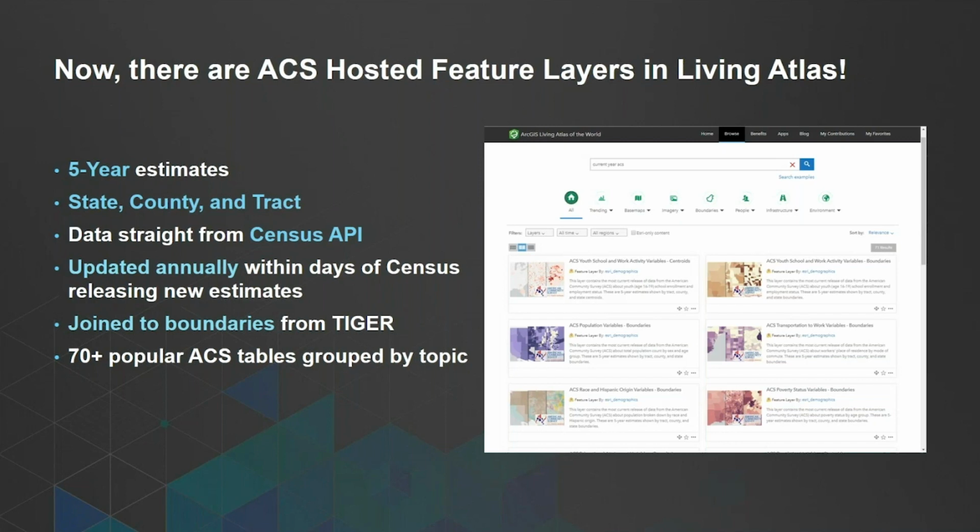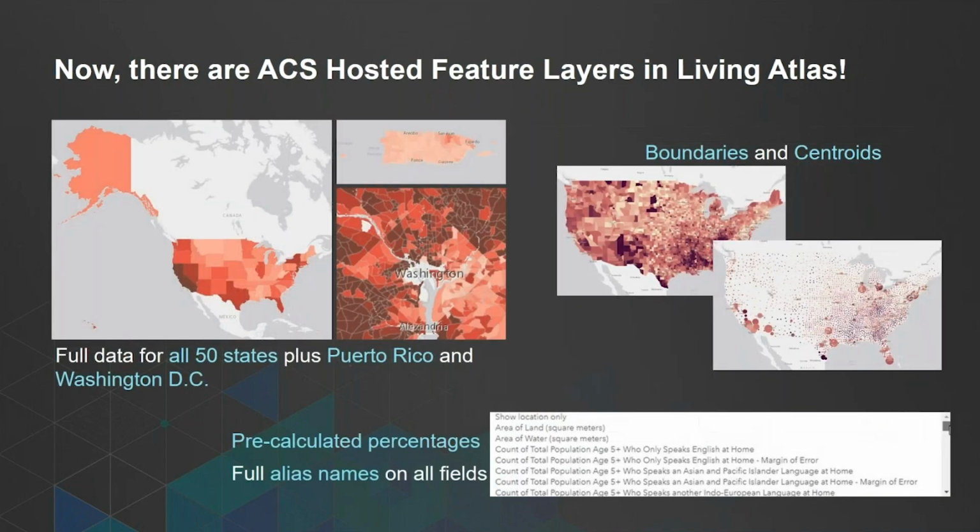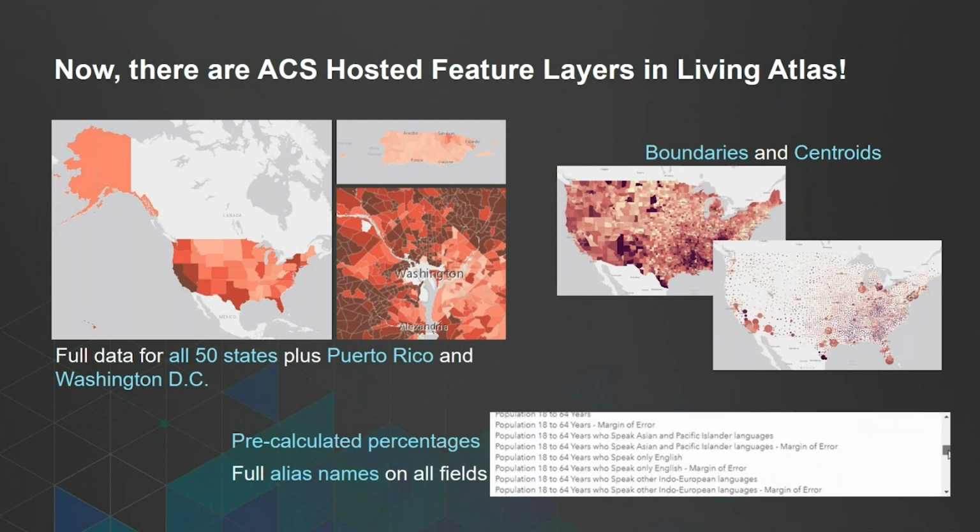So you won't have to get 10 different tables if you're interested in home ownership by race, for example. We've already grouped those together. We've also done a lot of other cool value-added things that I'm going to turn it over to Lisa to describe. Thanks, Anna.